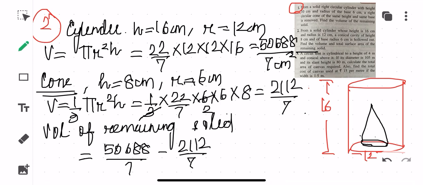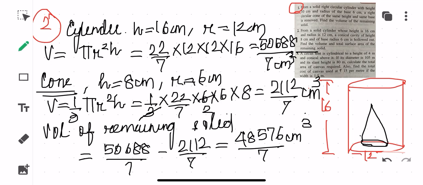So how much is this coming out to be? This is 50688 minus 2112, which is 48,576. Okay, so write down this as 48,576 divided by 7 centimeters cube, not square, children, since we are talking about volume. So this is centimeter cube. So you are done with the first part of the question.